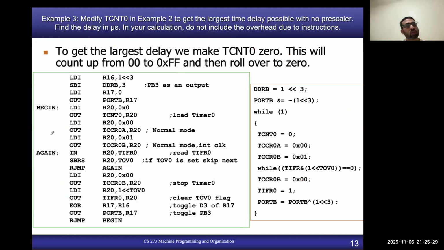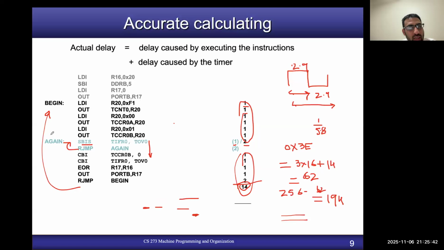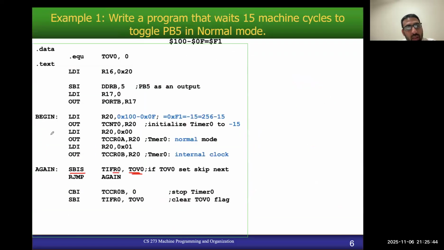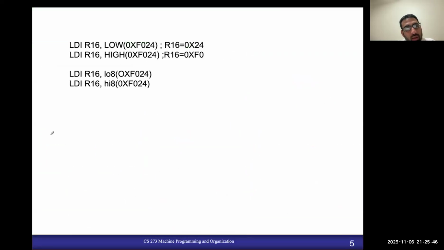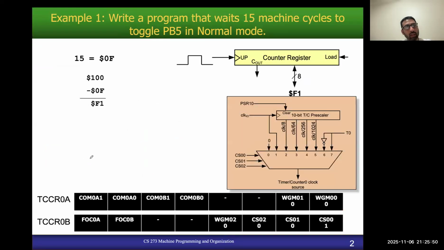Here, what we want to do is to modify the TCNT0 in example 2, in the previous example, to get the largest time delay possible with no prescaler. So what is a prescaler? Before going back to the example, let me first tell you what a prescaler is. Where is that figure? Yeah, here.